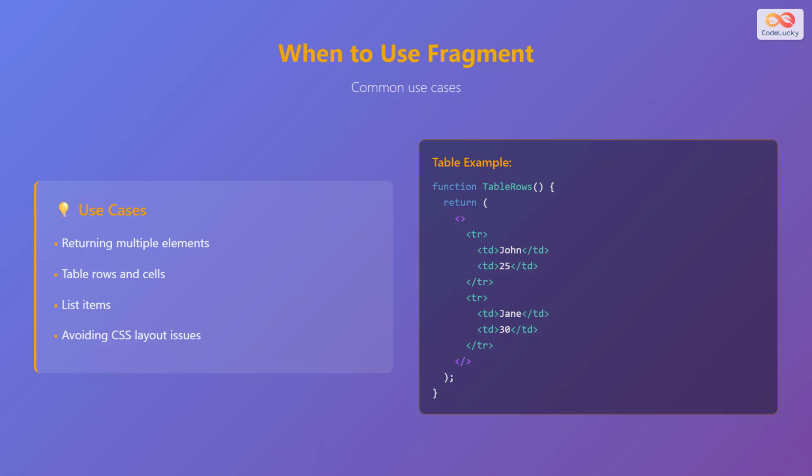React Fragments are useful in several common scenarios. First, when returning multiple elements from a component. Second, when structuring table rows and cells. Third, when rendering list items. And fourth, when you want to avoid cascading style sheets or CSS layout issues caused by extra div elements. As you can see in the table example, React Fragment is used to wrap multiple table row elements. This ensures that the table structure remains clean and semantically correct without introducing extra div elements.